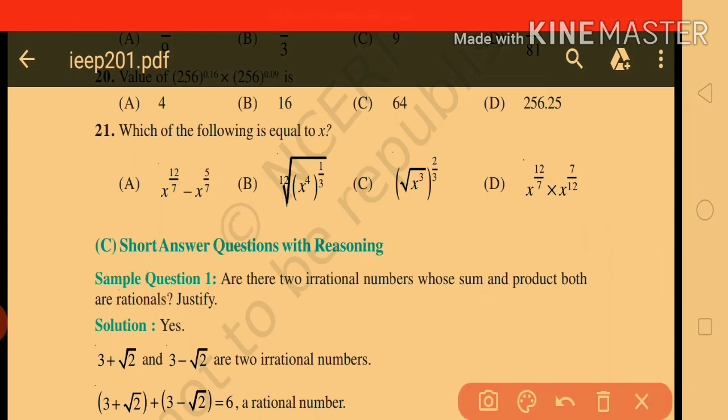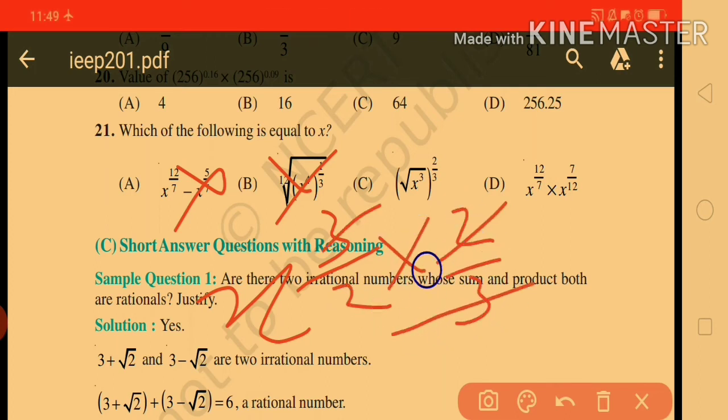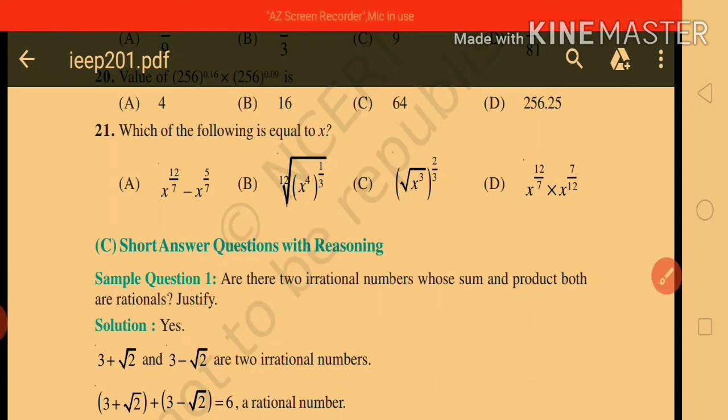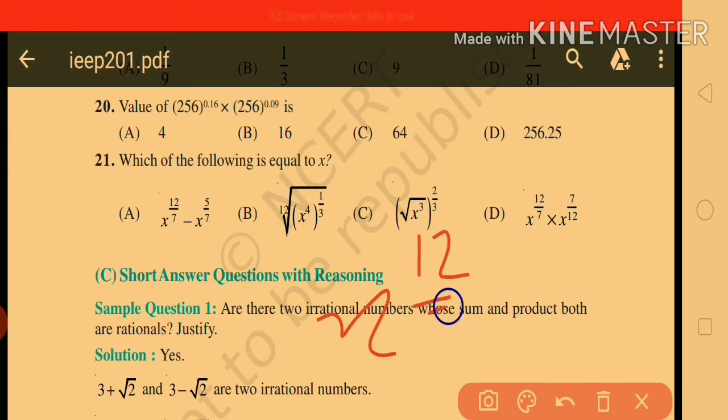This means this is also not. So see this one, x raised to 2 by 3 again. So x cube and 2 by 3. After solving this we will get x cube by 2 into 2 by 3. When we cut, we will get x. In the next one, x raised to 12 by 7 plus 7 by 12 will be there, and if you add these two you will not get x. So the right answer is C. Clear?